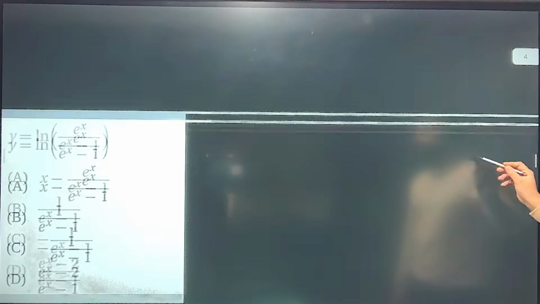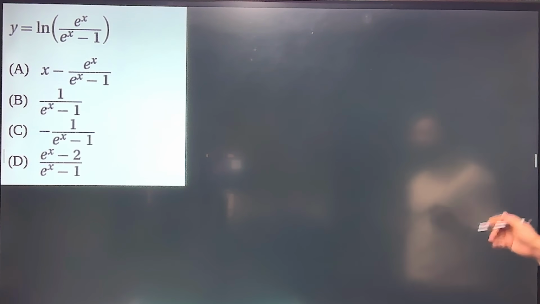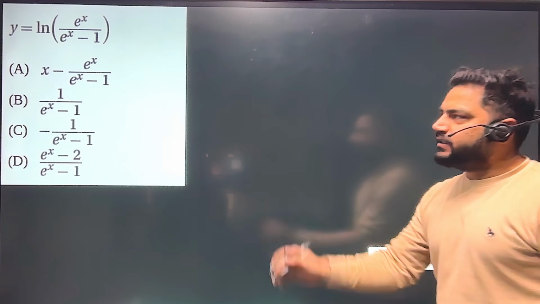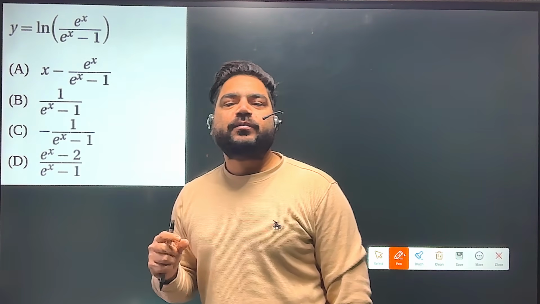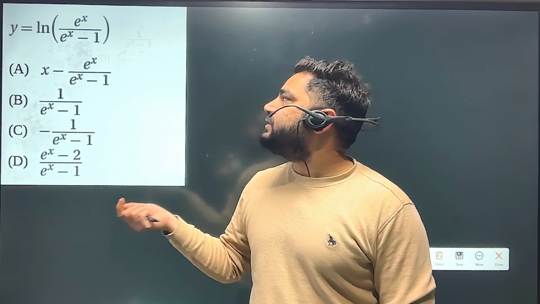Question number 3 is a very important question, because it contains a ln term and an exponential term also. So basically in this question you can see we have two types of functions. One is an exponential function, and one is a logarithmic function.